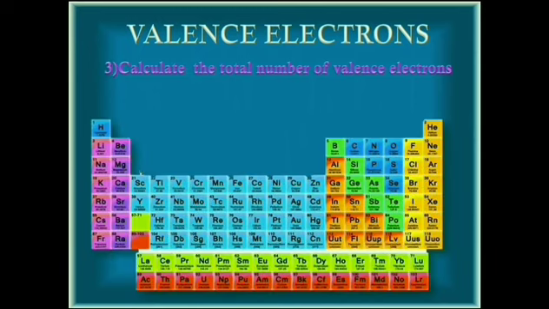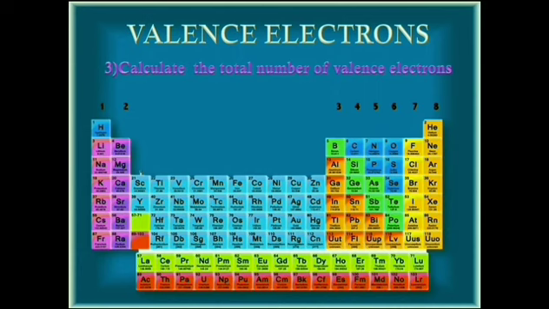Step 3. Calculate the total number of valence electrons. Always remember that within any given column, all the elements have the same number of valence electrons. For that, let us now take a look at the periodic table. To find the valence number of electrons, we have to count the number of columns starting from the left, skipping the transition metals. And also note that helium has an exception. It doesn't have 8 valence electrons but only 2.